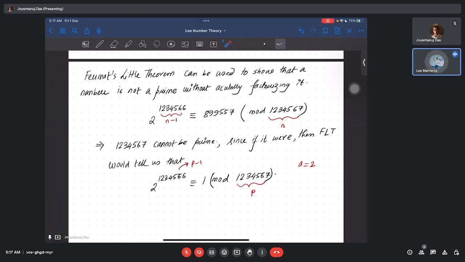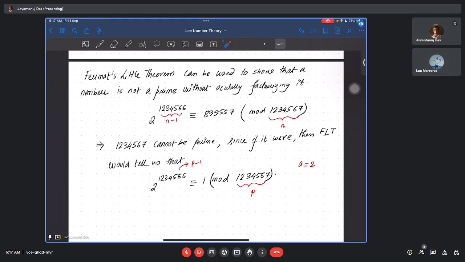You're saying it is not prime because when we replace p and p minus 1, we can say that 2 to the power p minus 1 being equivalent to 1 mod p does not hold true, because above we have something different. Yes, that is what it is. So that is the idea.